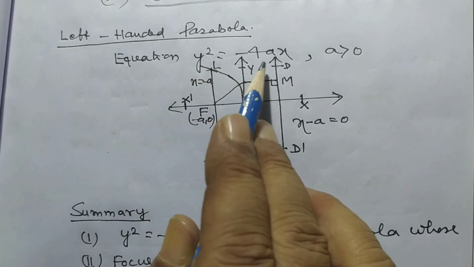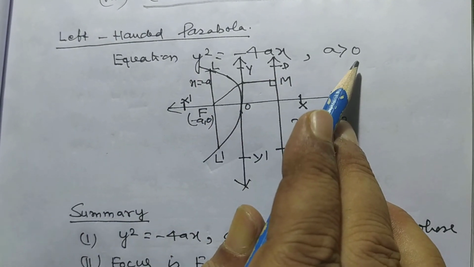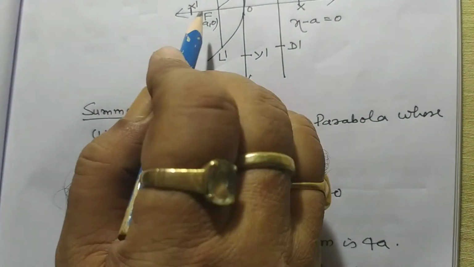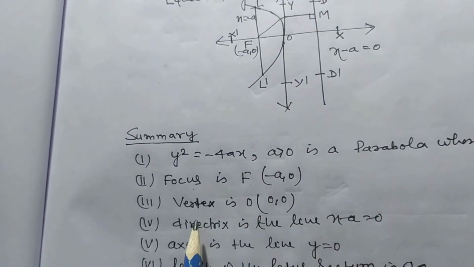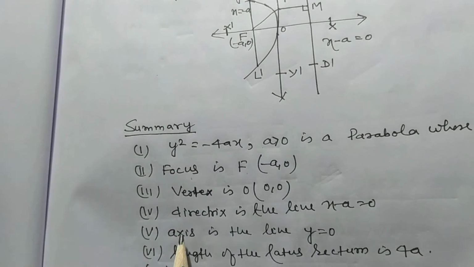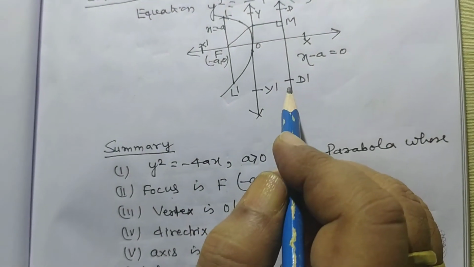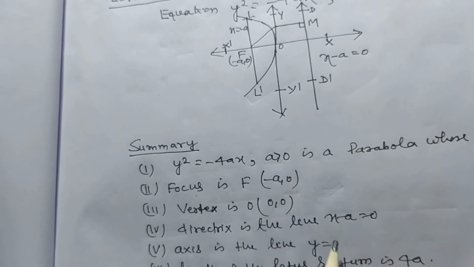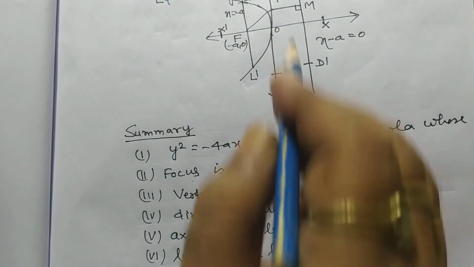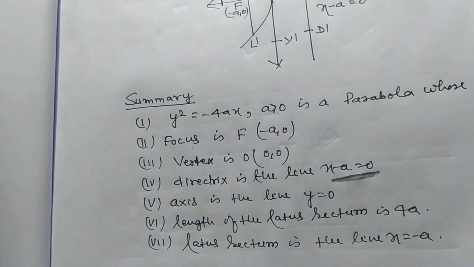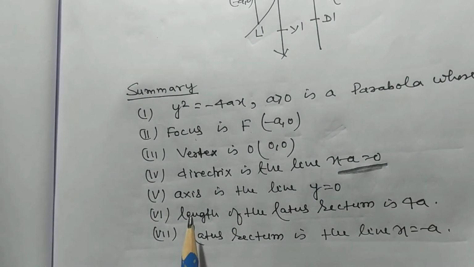Left hand side parabola. The equation of the parabola is y square is equal to minus 4ax, a greater than 0. Focus is (minus a, 0). Vertex is (0, 0), no change in the vertex. Directrix is the line x is equal to a, so x minus a is equal to 0. That is the equation of the directrix.